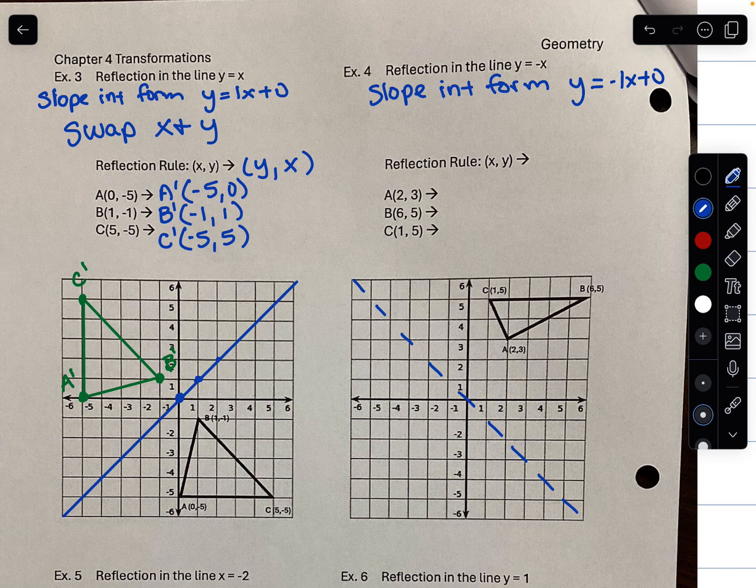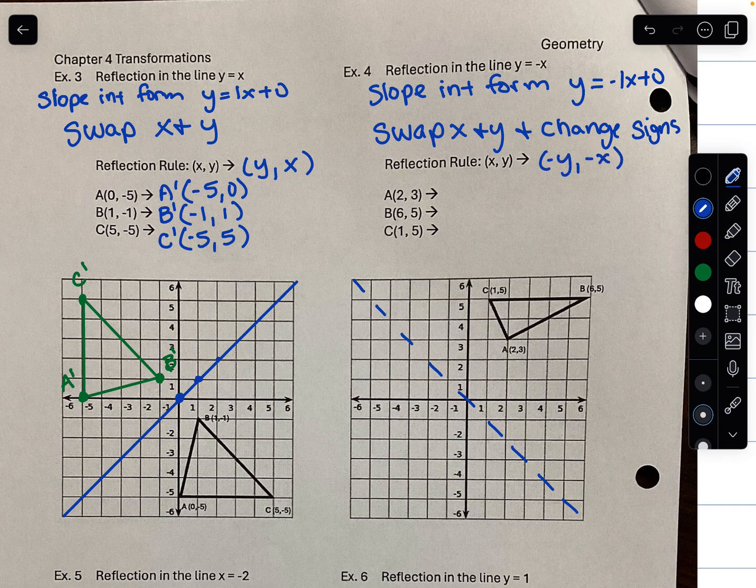Anybody have an idea what that's going to look like? Like what we would do here? Like the rule? Negative y, x? Or would it be y, negative x? You're close to negative y, x. Not just negative y, but also negative x. Oh, they're both negative. Yes. So we swap x and y and change signs. So negative y, negative x.